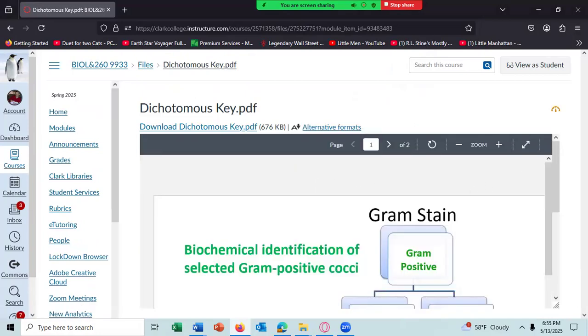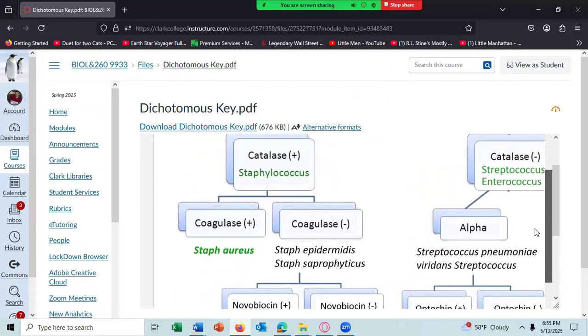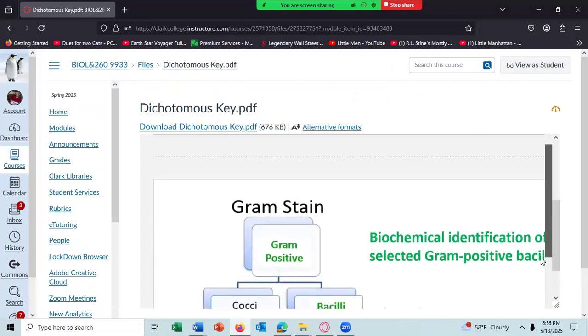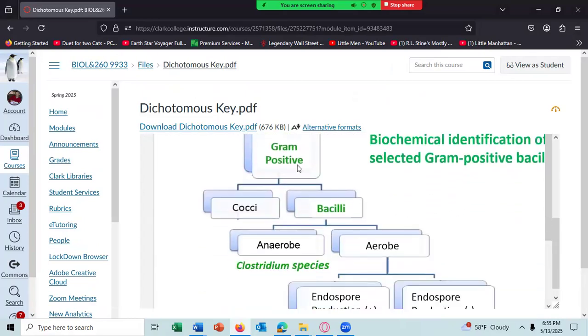There's the first page talking about the gram-positive cells. And you split it down to catalase negative. Let's go to the second page. There's the gram stain. Sorry, the first one is for the gram-positive cocci. And this is going through the gram-positive bacilli.